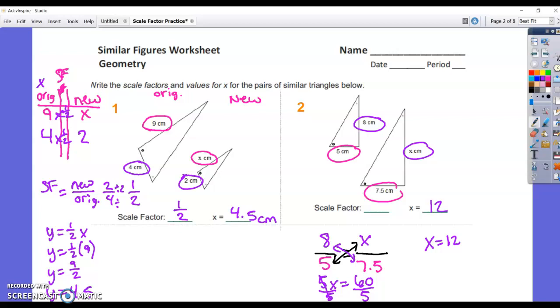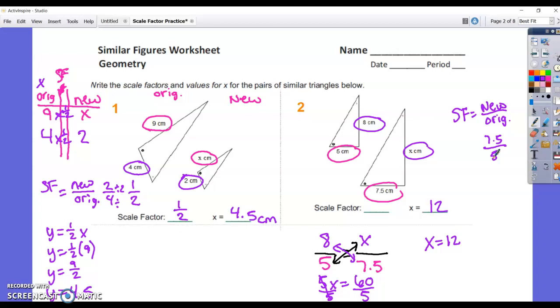Okay, and so then we have to go back to what we see on the left side, which is scale factor is the new divided by the original. So scale factor equals the new divided by the original. So the new was 7.5. The original was 5. So 7.5 divided by 5.